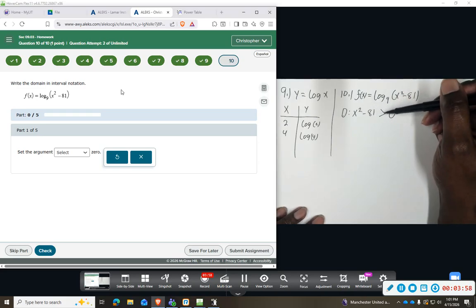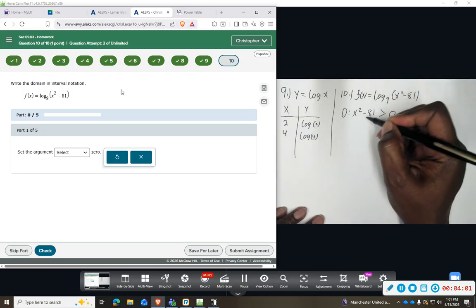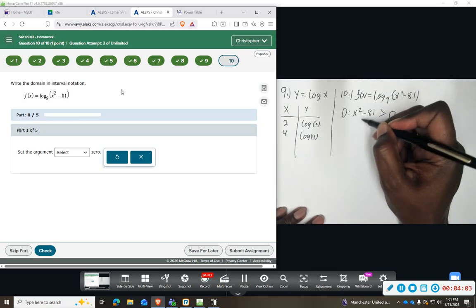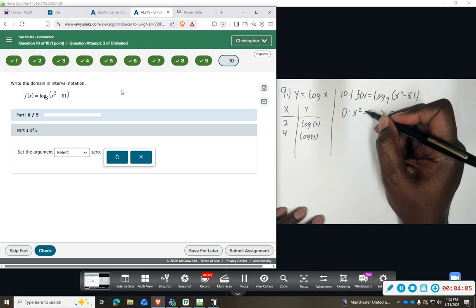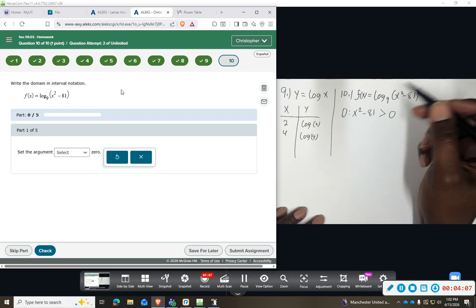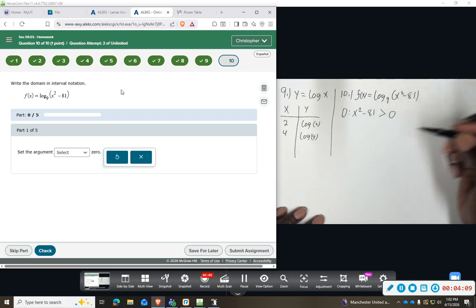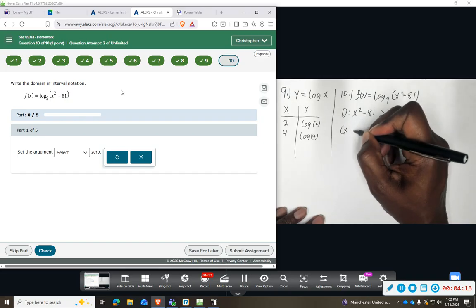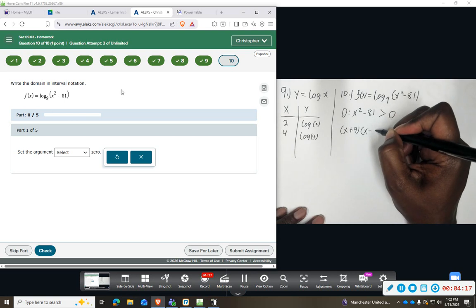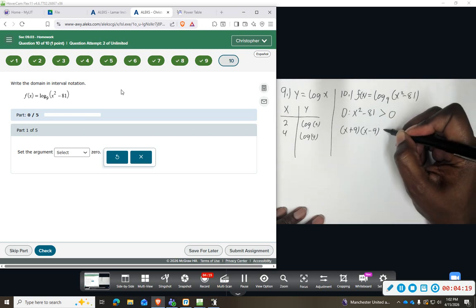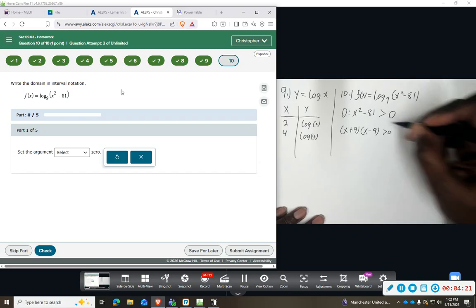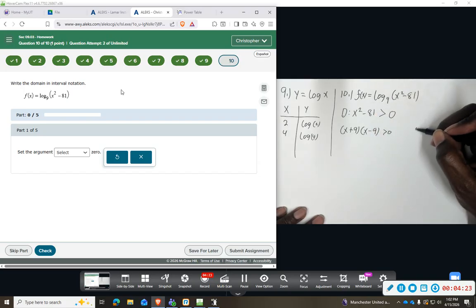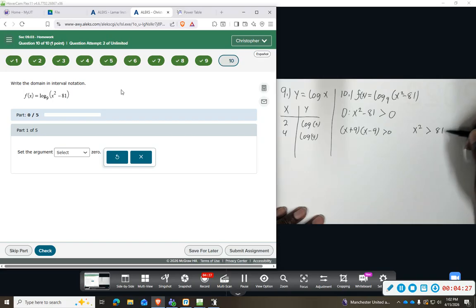Then we're going to set this like an equality. You can do a couple different things. You can subtract 81, you can factor difference of squares. Either way, it gets you the same thing. I'll just show you both methods. So difference of squares will give us x plus 9 and x minus 9, and we can say greater than 0. Or we can just add the 81 over and we would have x squared has to be greater than 81.